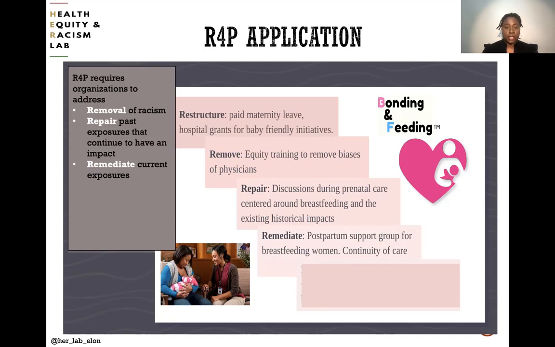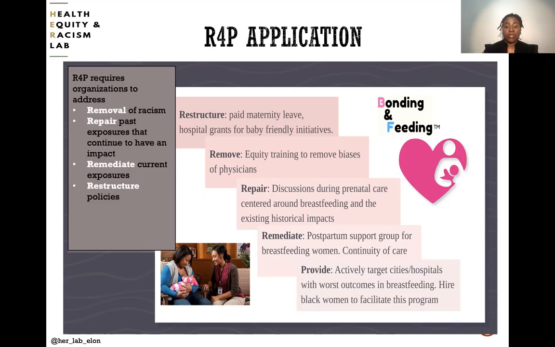Then you have restructure. And since we know that the remediate step shouldn't happen as a standalone intervention, they have the restructure component where they decided to incorporate concepts such as paid maternity leave, as well as a more systems level approach of hospital grants created for baby-friendly initiatives that promote breastfeeding. So that was how they decided to incorporate the restructure component.